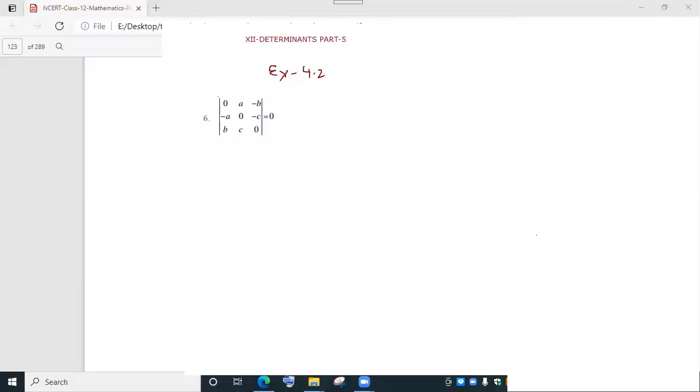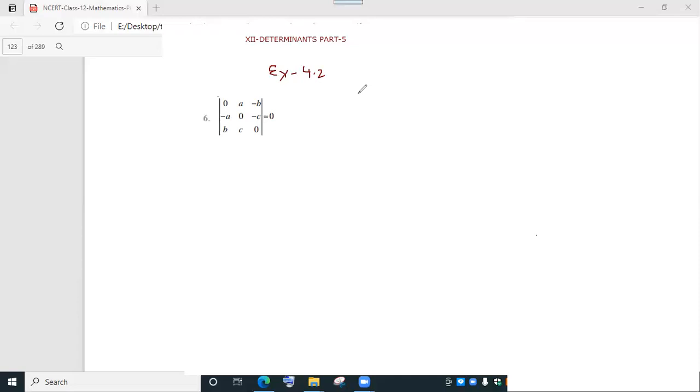Okay, now we are starting determinant part 5. We are doing exercise 4.2, first question, second question, and fifth question we did. And here we have to use the properties to find the value of the determinant. So here we have to prove, show that by using the property it is equal to 0.